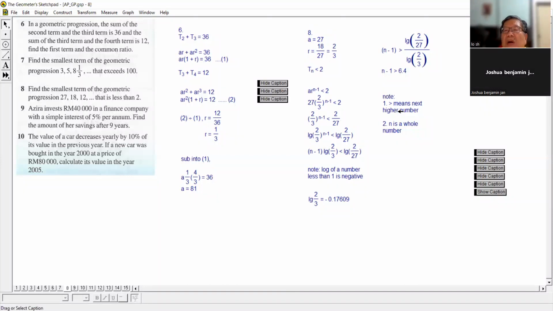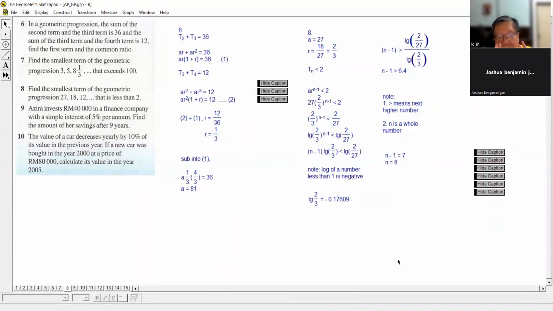So now, the next highest number, and it must be a whole number. So it has to be 7. So once you replace with 7, it is no longer an inequality. It is an equal sign already, right? Bigger than 6, I mean, is equal to 7. Bring the 1 over, so we know the answer, n is 8. Okay, so far can follow or not? Any question? No question.